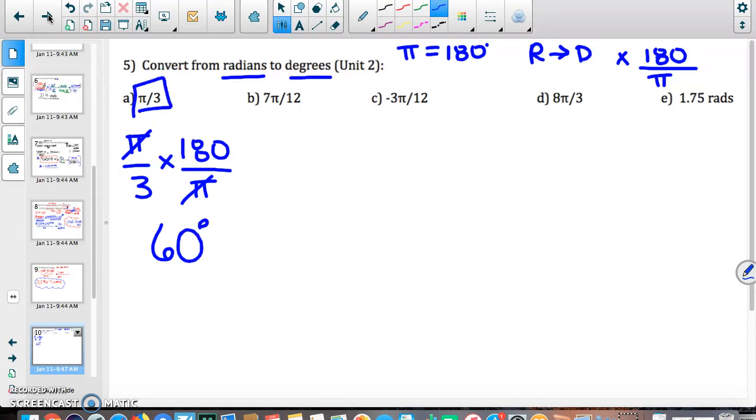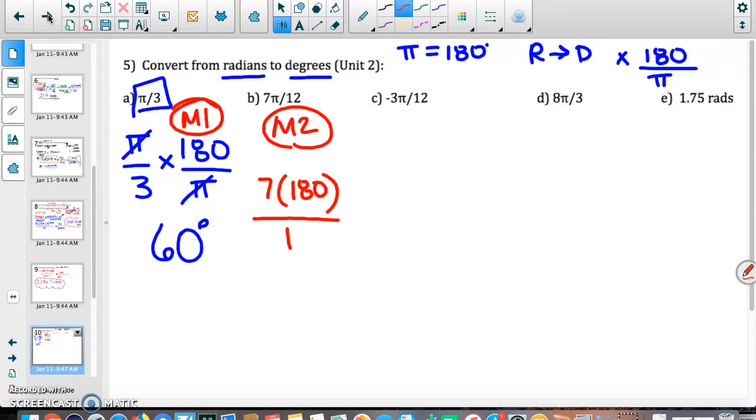Hopefully we kind of know that from the unit circle, but that's how you would do that. So that's method number 1 of how to do this. Method number 2 is substituting in 180 for pi. Now that's a method I know a lot of us really enjoy using. The only problem with that method is if you're given radians as a decimal, that's obviously not going to work. But if you are given radians in terms of pi, this is a real quick, nice way to figure out what your degrees are, right?